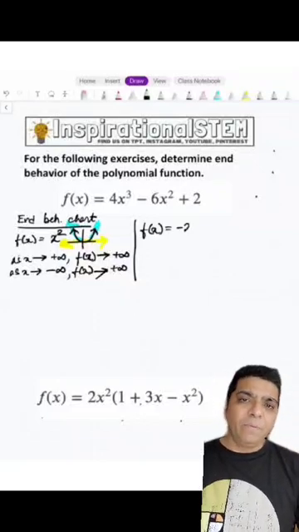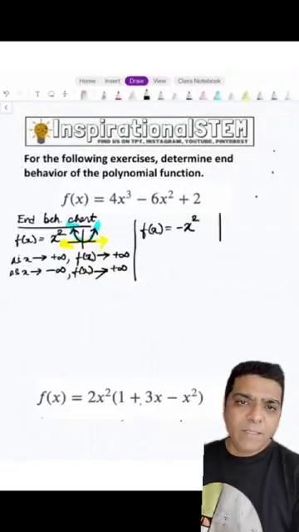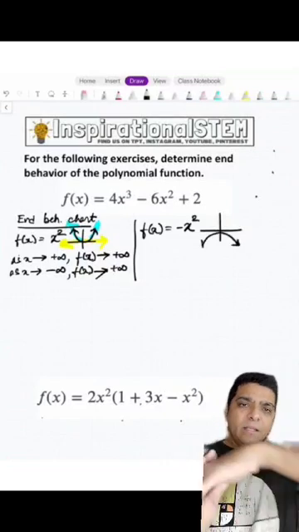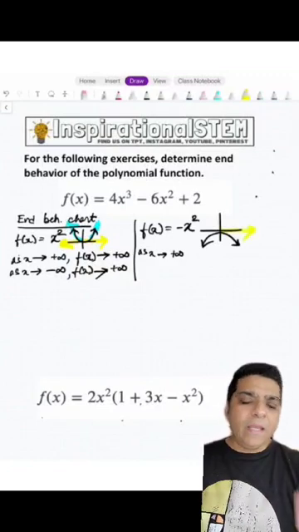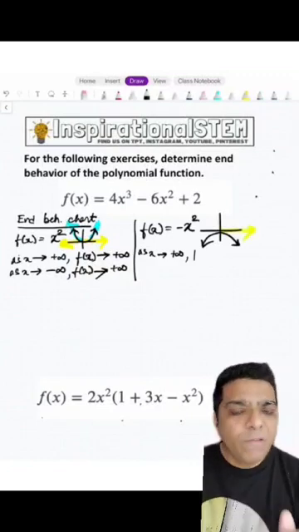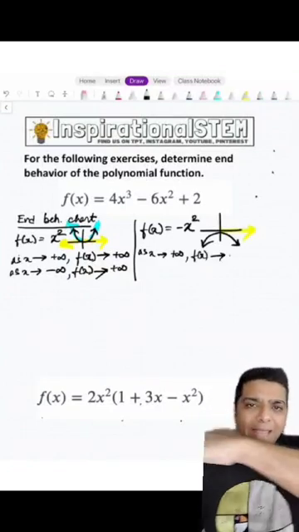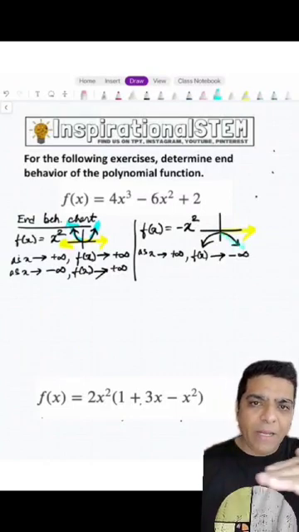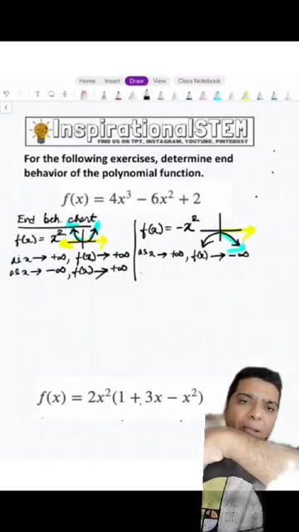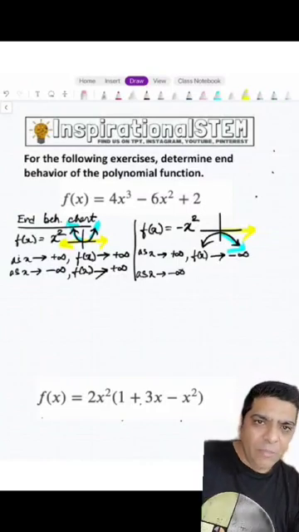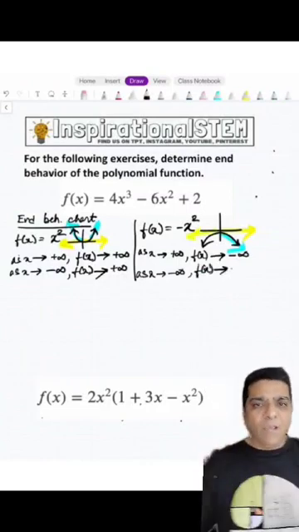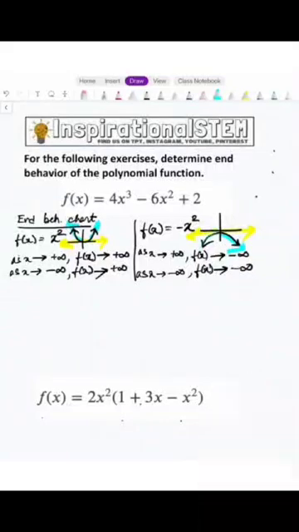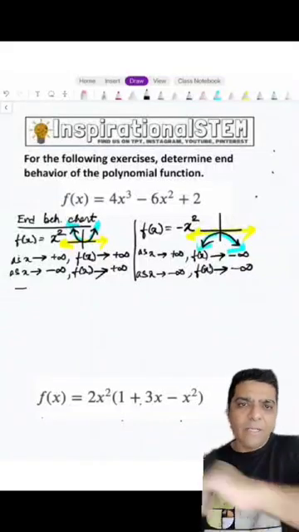Our second example for our chart is f of x equals negative x squared. So notice here that the parabola is downward facing, the exponent is positive, is even, whereas the coefficient is negative. So as x approaches positive infinity, larger and larger, f of x becomes negatively larger, so minus infinity. As x approaches negative infinity, f of x is approaching negative infinity, larger and larger in the negative direction.